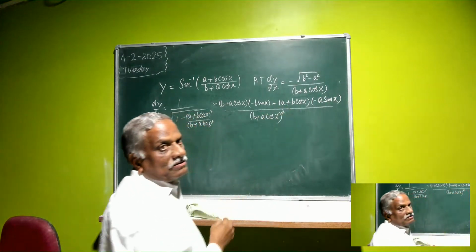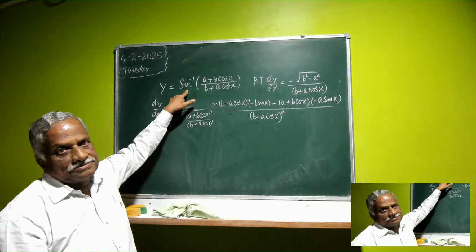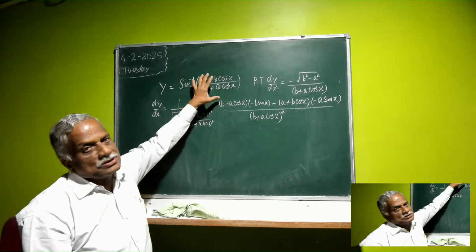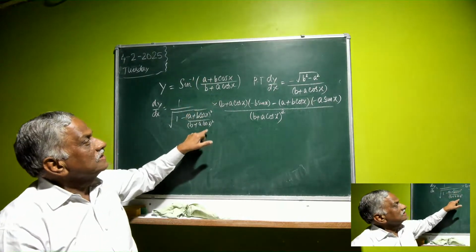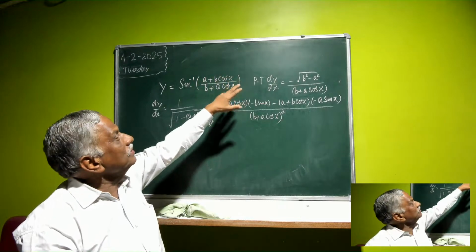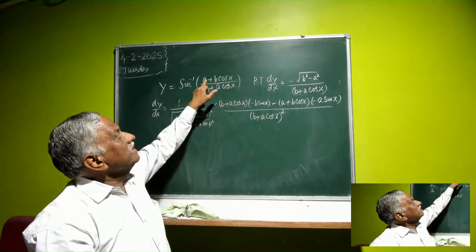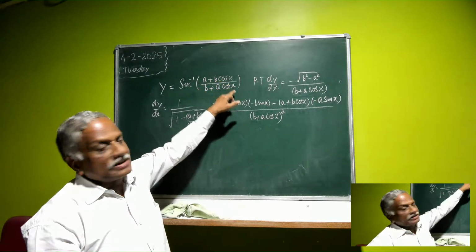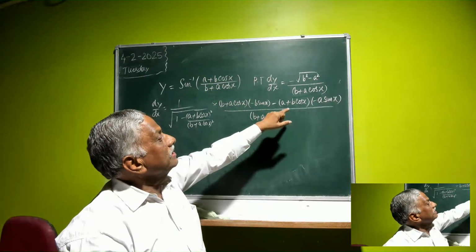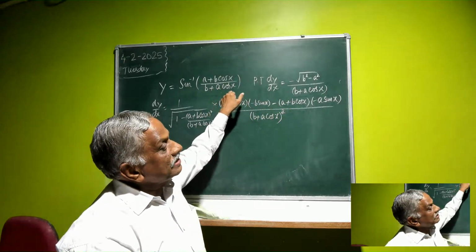I'll just repeat what we have done. First, we should differentiate sin inverse. It is 1 over root of 1 minus x square. In place of x, you have got this. I have written it. Now, to go inside and differentiate, it's a quotient rule problem. Keep the denominator, differentiate the numerator. Differentiation of a is 0, cos x minus sin x, therefore minus b sin x. Then keep the numerator, differentiate the denominator. Differentiation of b is 0, cos x minus sin x.